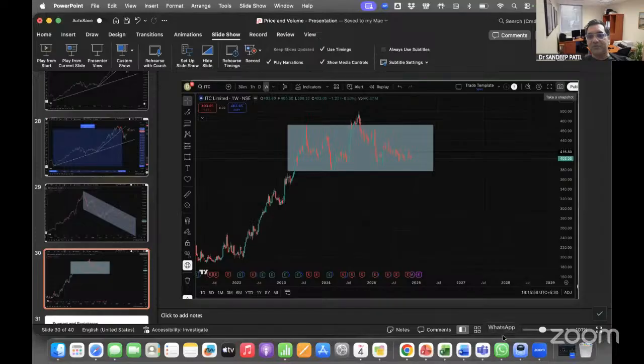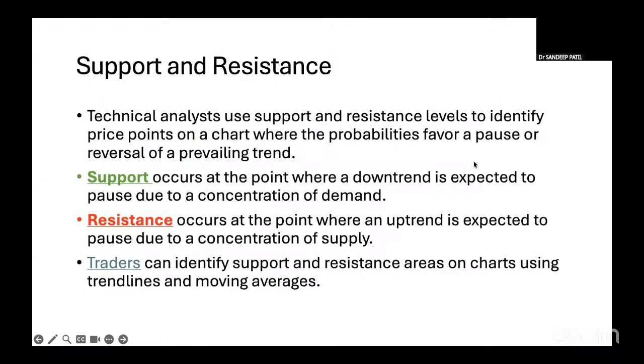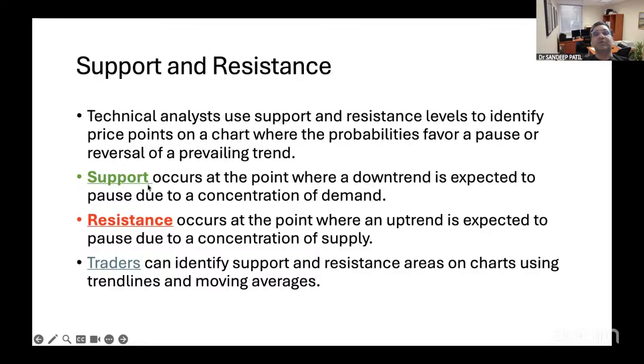Coming back to the talk. So now we look at support and resistance. What is support? Many times you listen to traders talking about support and resistance. Support and resistance are significant points where price behaves differently. For example, support occurs at the point where a downtrend is expected to pause due to the concentration of demand. So there is supply and demand.